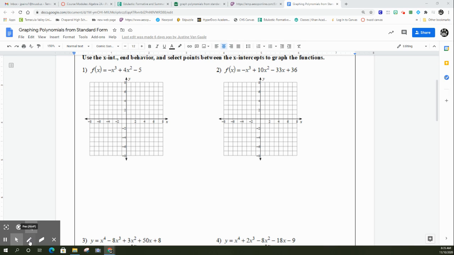All right, so this is today's homework on graphing from standard form. So first thing I need to do is identify my x-intercepts. I need to set this equal to 0 and solve. For this one, I'm gonna go ahead and use the rational root theorem. My possible p over q's, my possible answers, are plus or minus just 1 and 5.